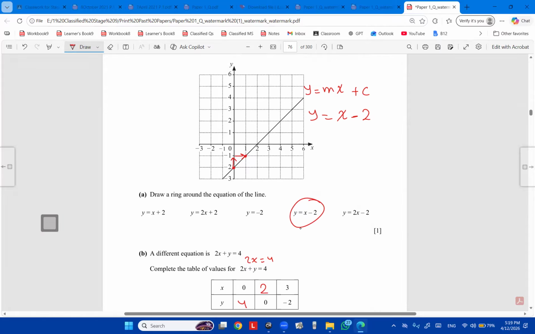Let's do it. 0, 4 is going to be here. 2, 0 is going to be here. 3, -2 is going to be here. After that, with a straight line, you must connect them. Here you go. This is how you answer the question.